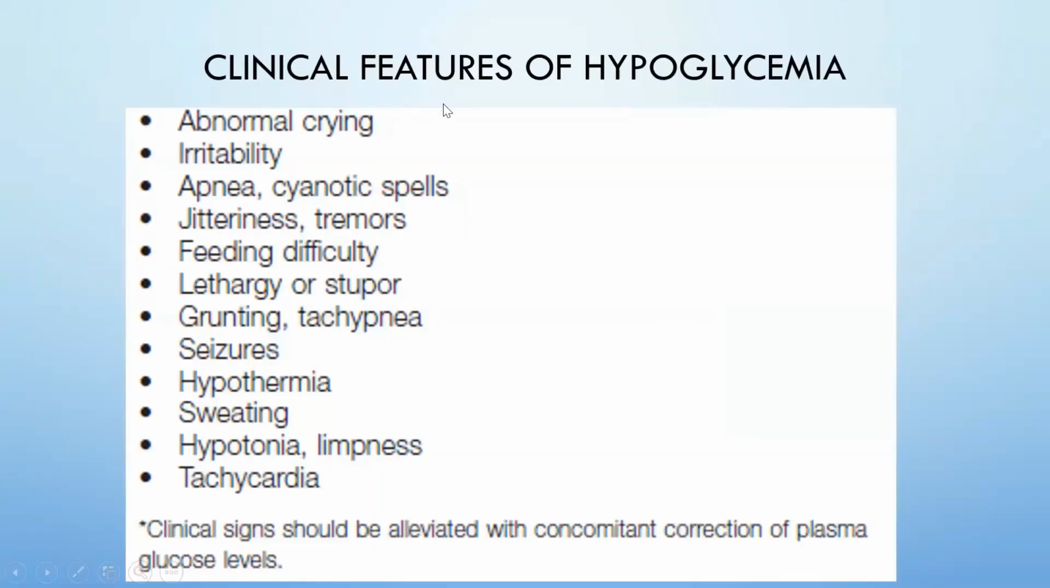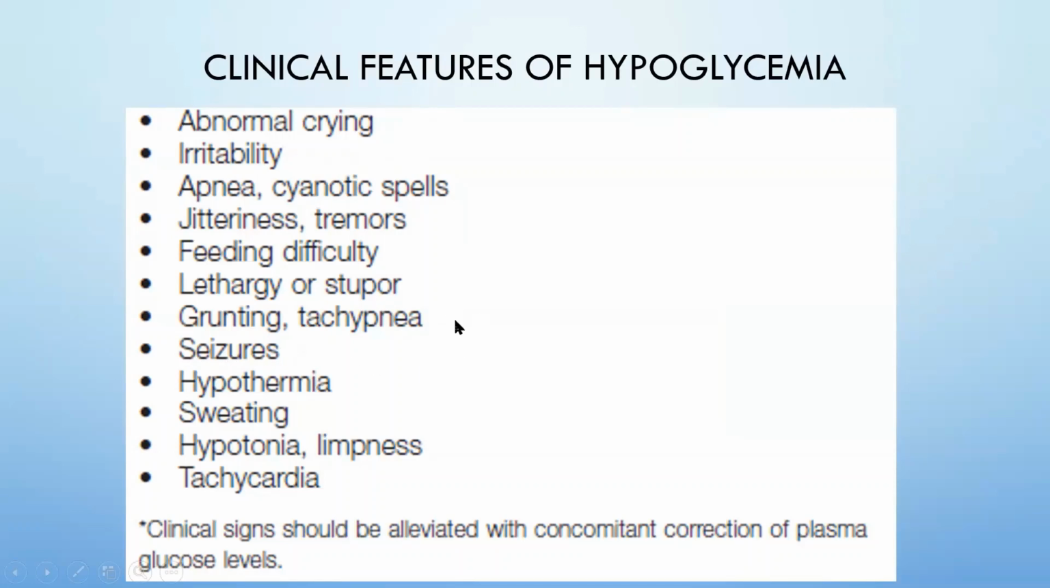So what are the clinical features of hypoglycemia? We have abnormal crying, irritability, apnea, cyanotic spells, jitteriness, tremors, feeding difficulty, lethargy or stupor. All these are neuroglycopenic symptoms, where the brain has low sugar. Seizures come into the same category.